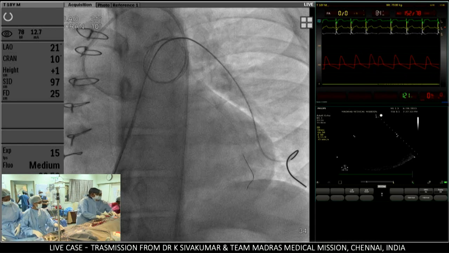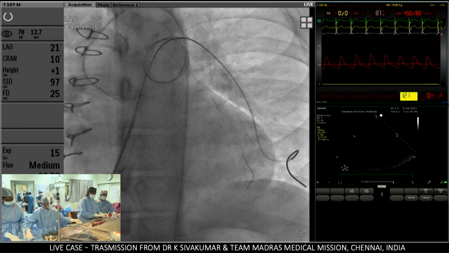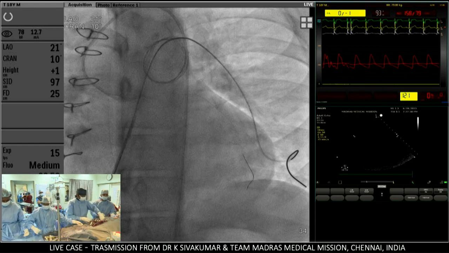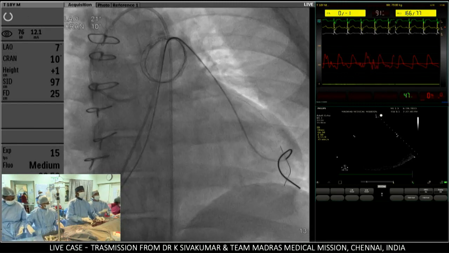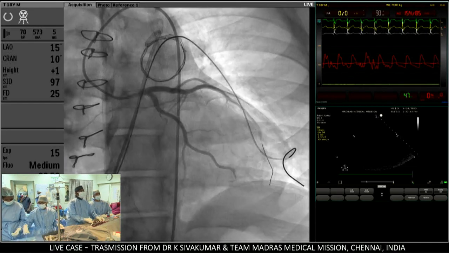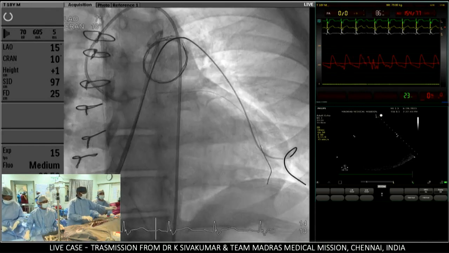And have you done coronary angios? Because you might as well do it on this view. Okay, I'll do that now. There you go. Looks good.